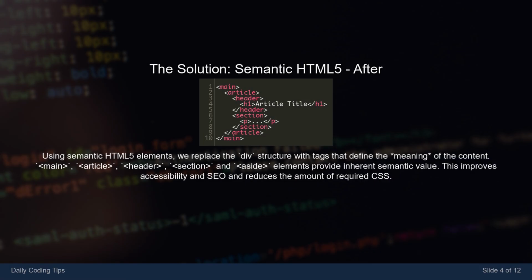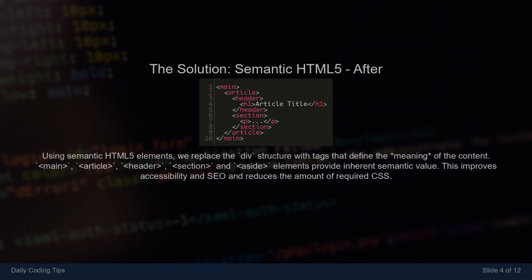Using semantic HTML5 elements, we replace the div structure with tags that define the meaning of the content. Main, article, header, section, and aside elements provide inherent semantic value. This improves accessibility and SEO and reduces the amount of required CSS.